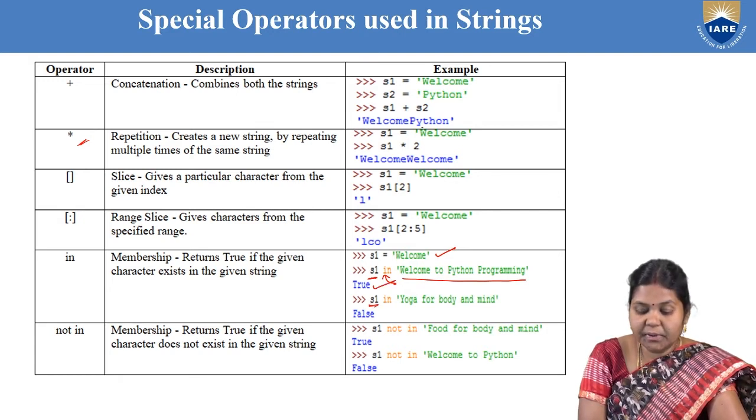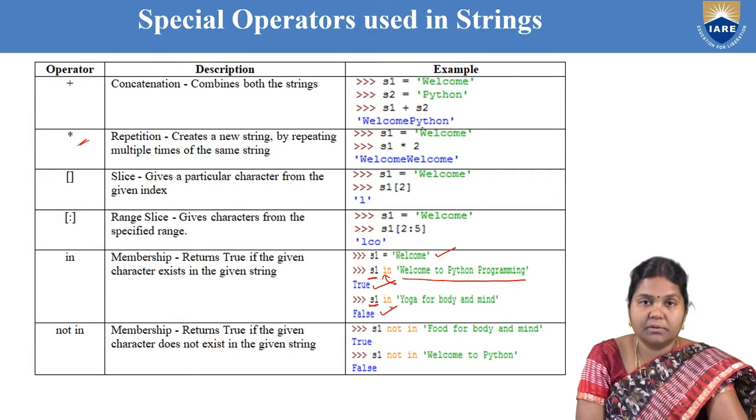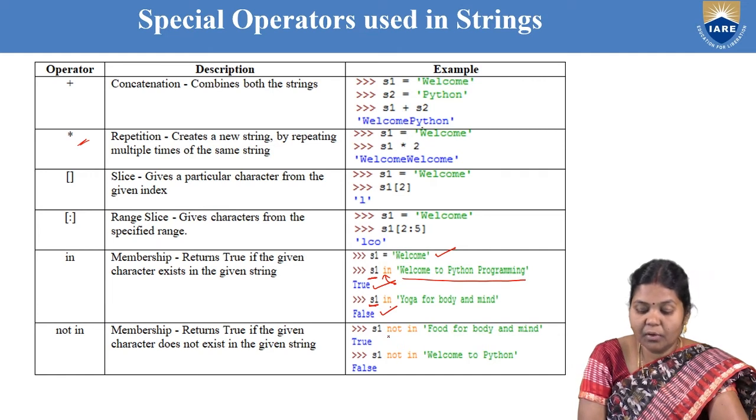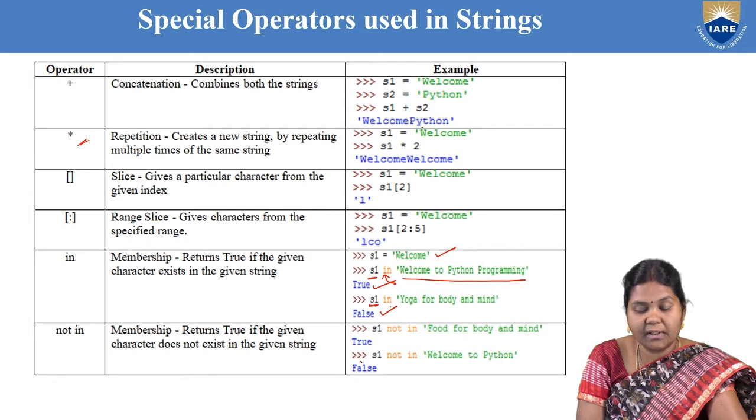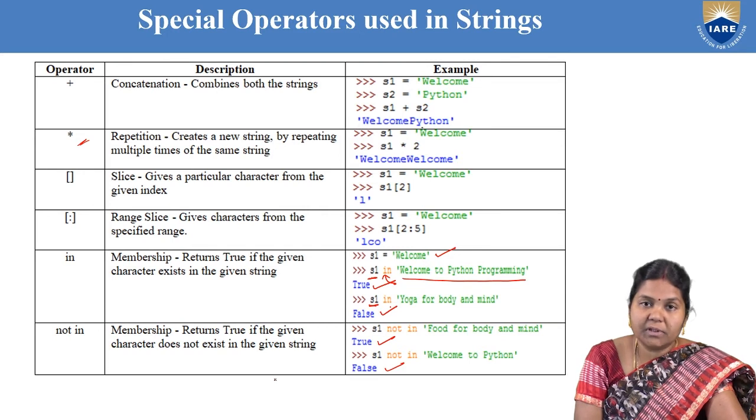In the second case, S1 is welcome, and we are checking S1 in yoga for body and mind. In this string, S1, welcome, is not present, so it returns false. Like that, not in can also be used. S1 not in food for body and mind is true, because it is not there. S1 not in welcome to Python is false. So in and not in are used as the membership operators to check whether a particular substring is present in the main string or not.